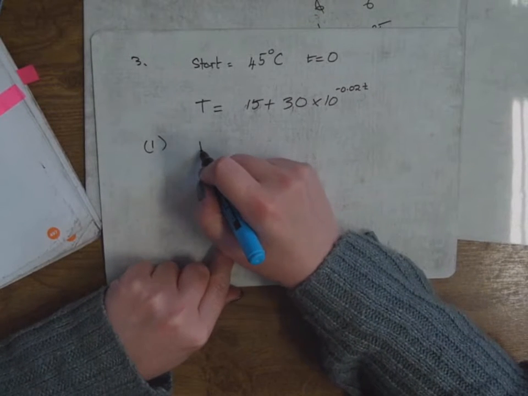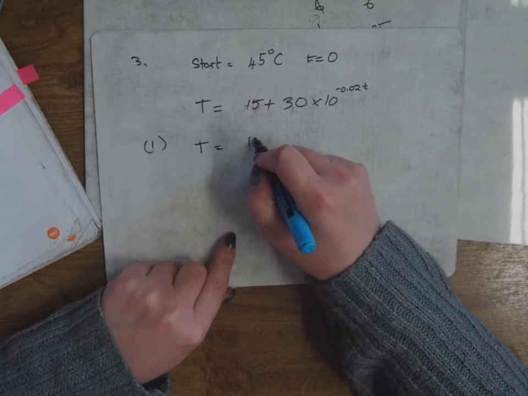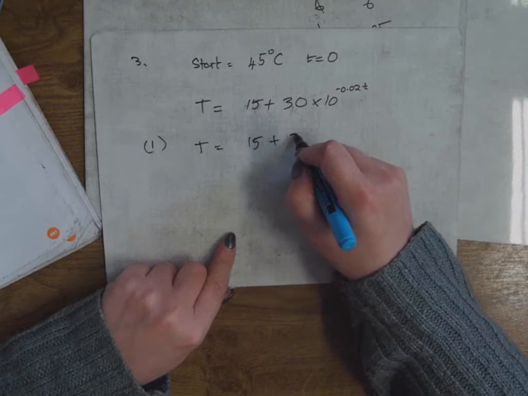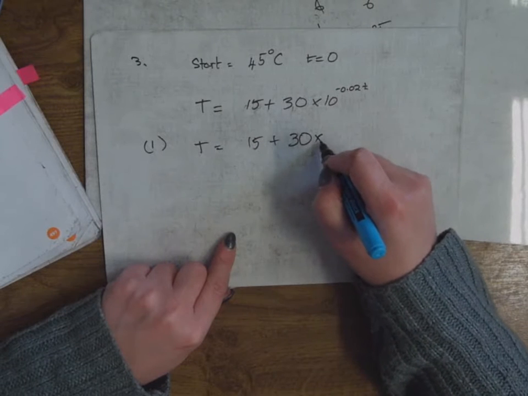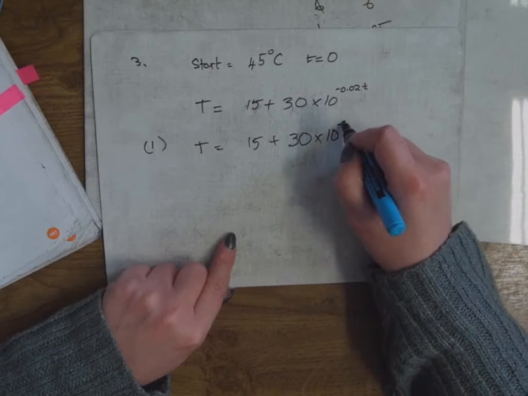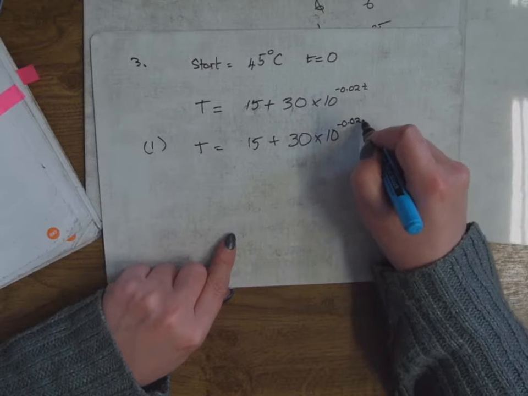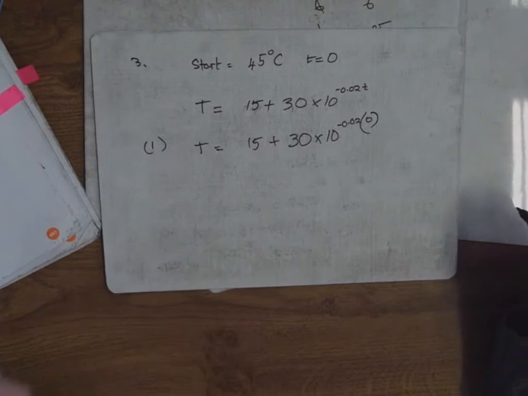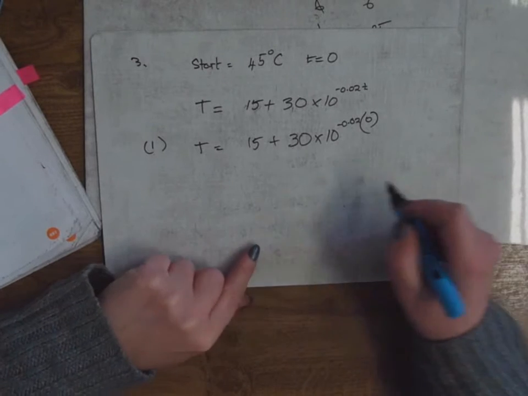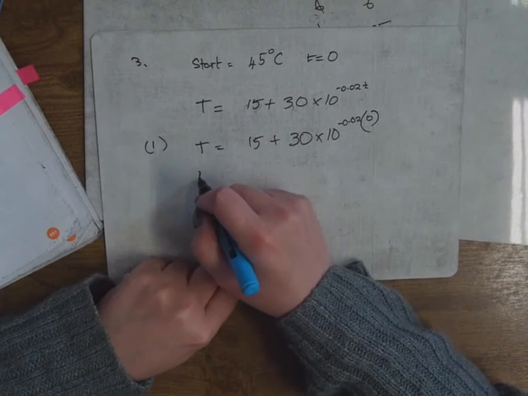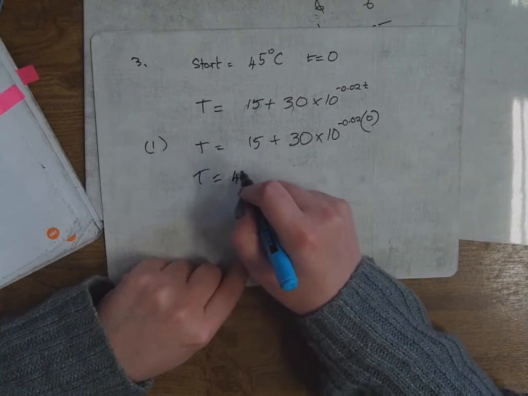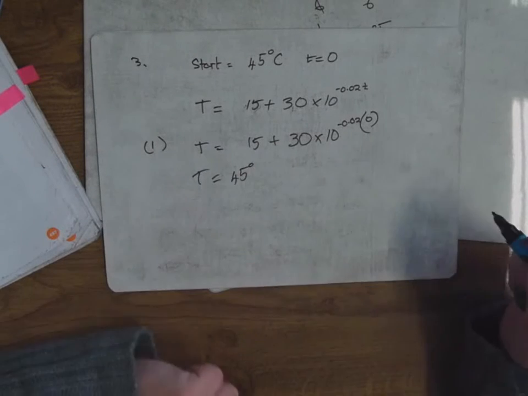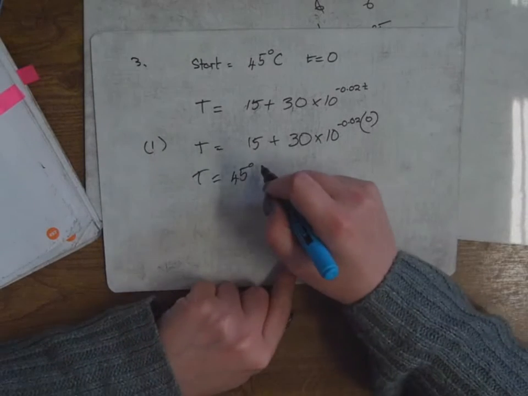So all you do is T is equal to 15 plus 30 multiplied by 10 to the power of minus 0.02 times T was 0. So at the very start, T is always 0, and put that into the calculator and you'll get T is equal to 45. Is that okay? Good with that?